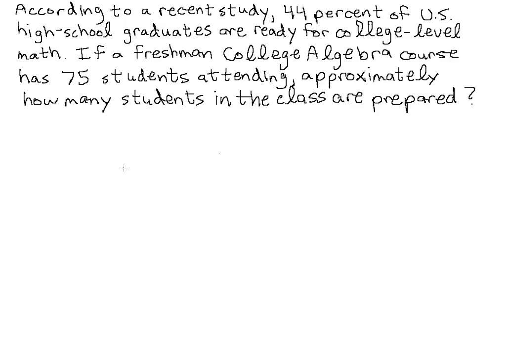Well, first, this is actually a really alarming statistic, but I'm fully confident that you will be in that 44%. So let's define our variable and set up our proportion. So what do we want to find here? We want to know how many students in a particular class are prepared for the course. So we're going to go ahead and define our variable x. We're going to let x equal the number of students that are prepared for college level math, for the college level course.